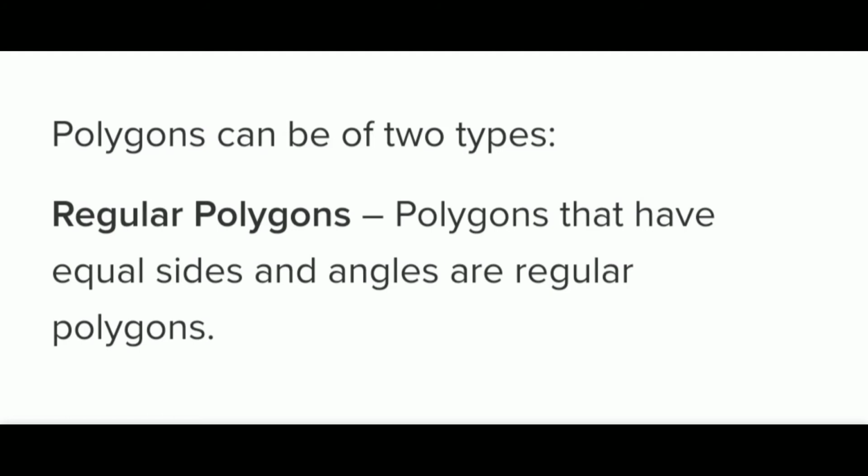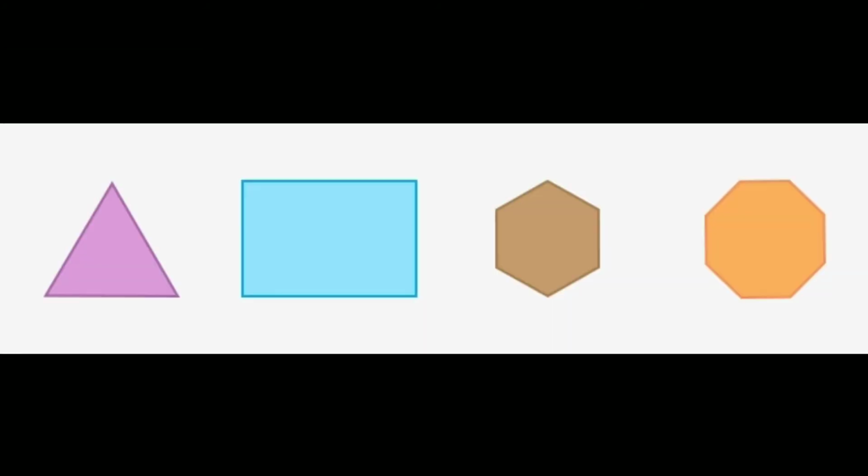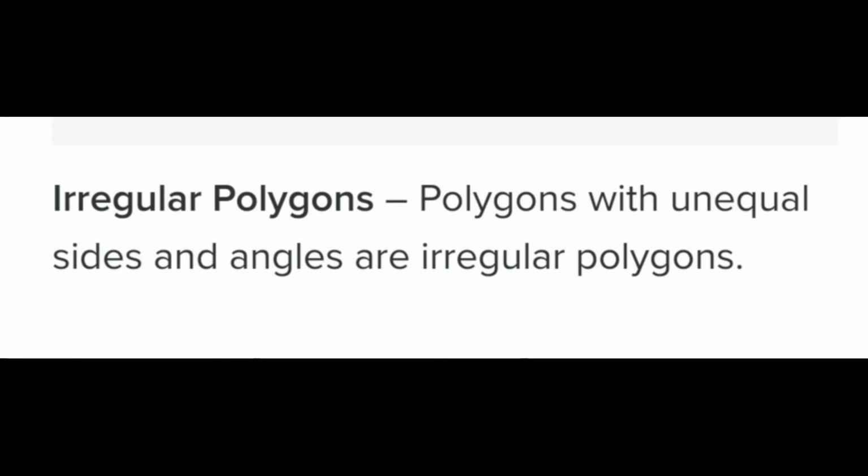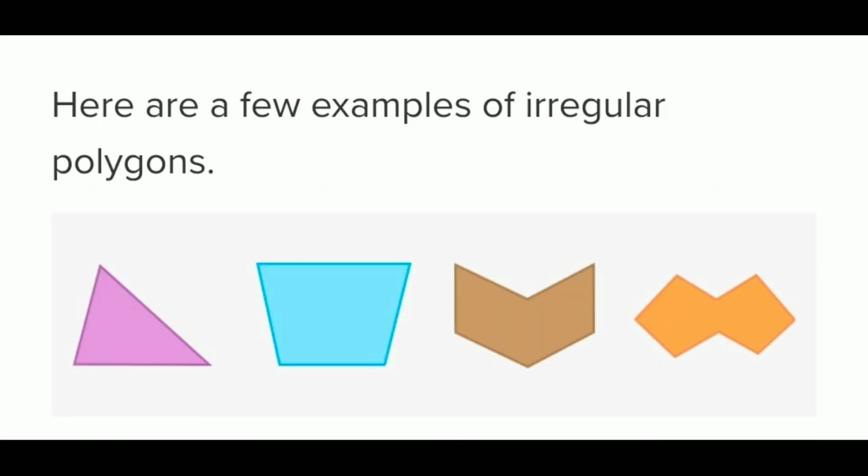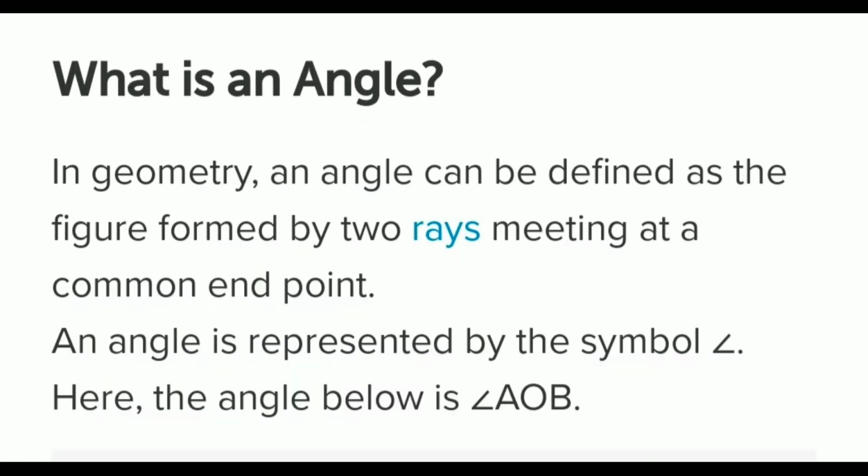Polygons can be of two types. Regular polygons: polygons that have equal sides and angles are called regular polygons. So these are the examples of regular polygons. And the next type of polygon is irregular polygon. Polygons with unequal sides and unequal angles are irregular polygons. So here are a few examples of irregular polygons. They don't have equal sides.